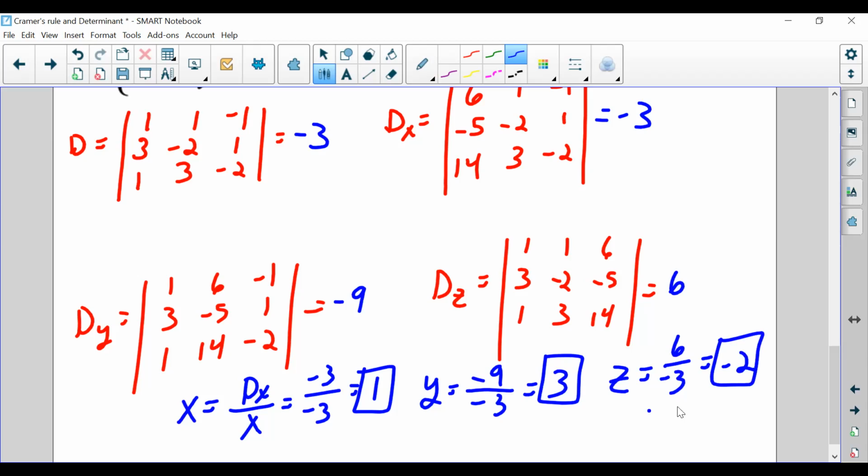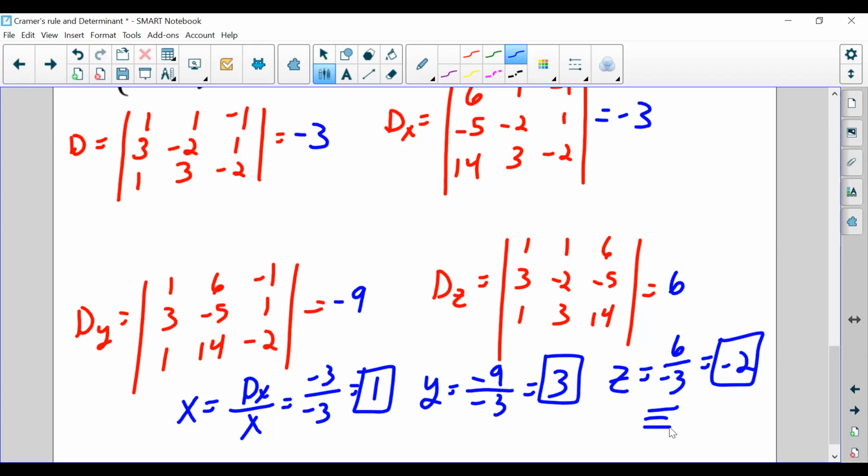Notice the work I show. I need to see that fraction. Don't go straight to the answer. I want to see that fraction where you take d sub z over d. I want to see that fraction in the work. You don't have to show this fraction, but you do have to show this one, before you simplify it down.